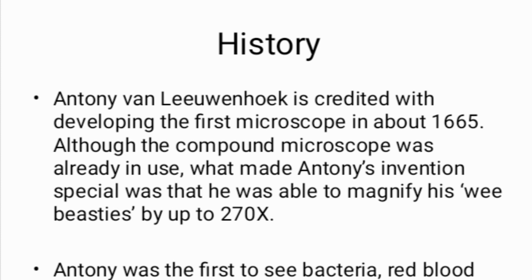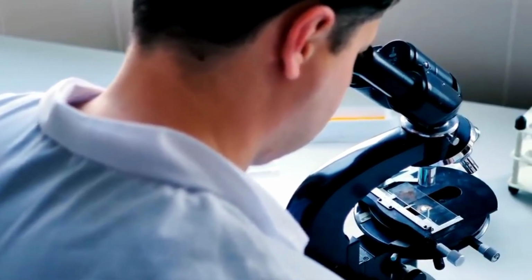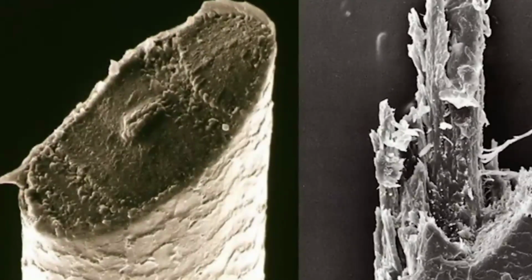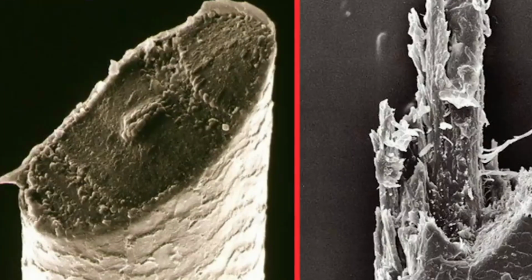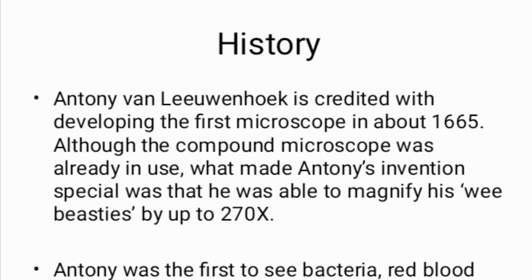History of the microscope. Anthony van Leeuwenhoek is credited with developing the first microscope in about 1665. Although the compound microscope was already in use, what made Anthony's invention special was that he was able to magnify his wee beasties up to 270 times. Anthony was the first to see bacteria, red blood cells, yeast, and so much more.